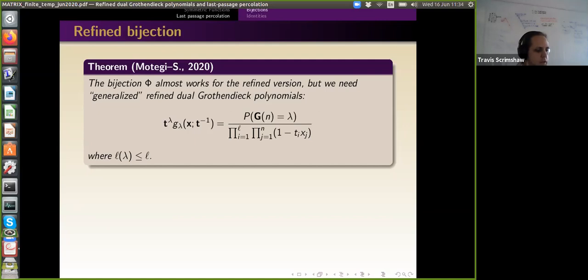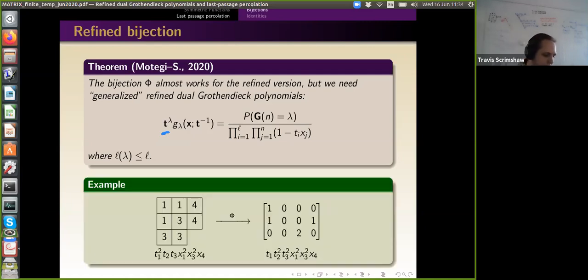And Yeliussizov actually showed that this bijection works if you're conditioning on the probability of the matrix when you have t equals x equals the square root of q. But this also works almost at the level of the refined statistics. But you have to do this extra step: you actually want t inverse, and then you have to multiply everything by t to the lambda.